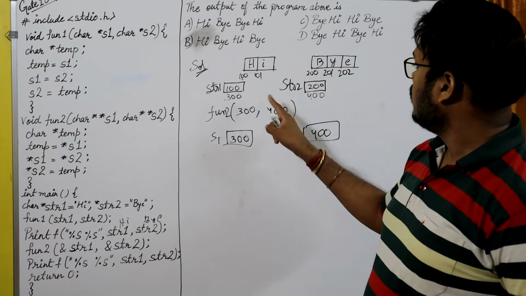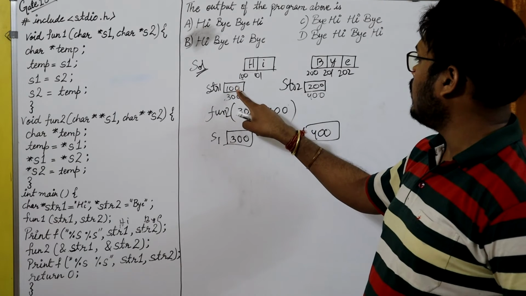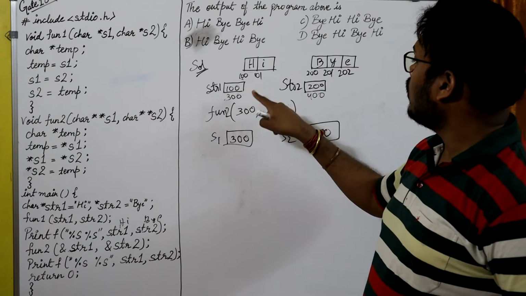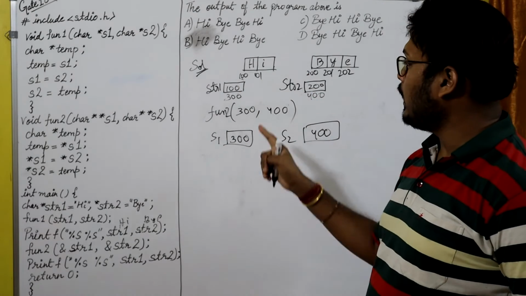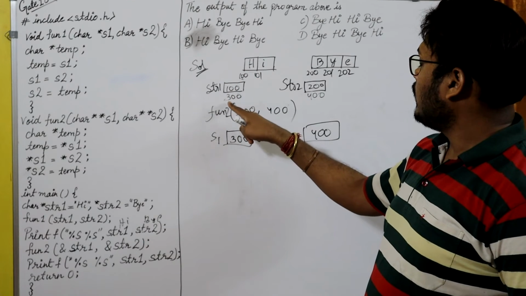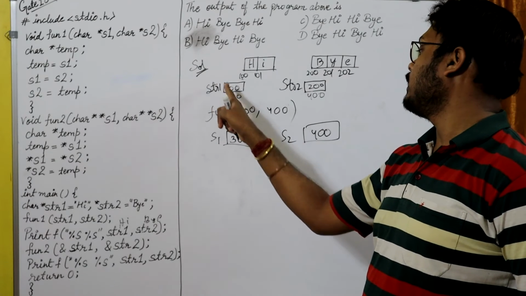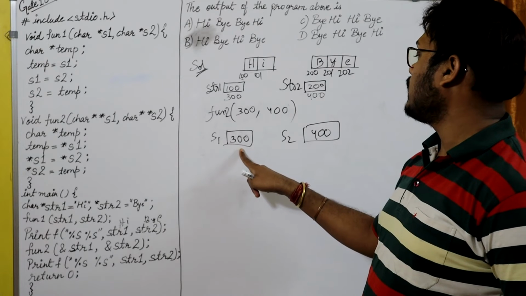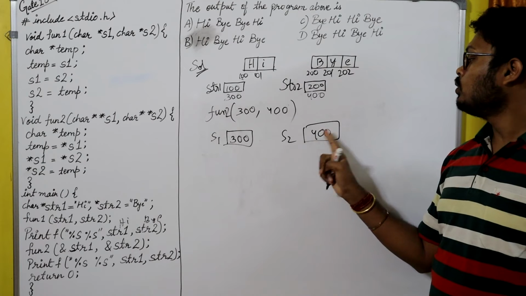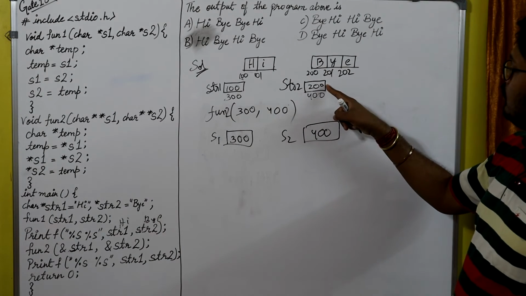Just like here, you see, this str1 is equal to 100. It is already a pointer. So what is 300? 300 is a pointer to the pointer, because a pointer holds the address, and here the pointer also has some address. And what is this 300? It holds the address of the pointer. So that's why S1 contains 100. And similarly, using the same concept, you can understand that S2 contains 400. Why? Because 400 is a pointer to the pointer.